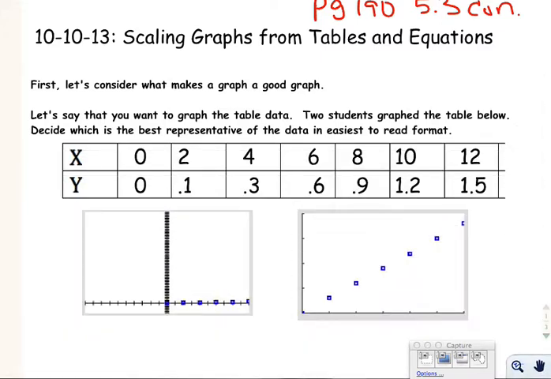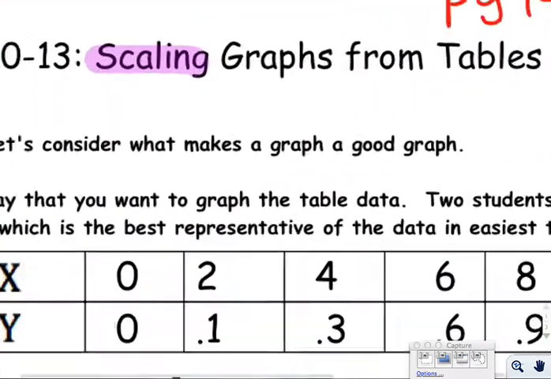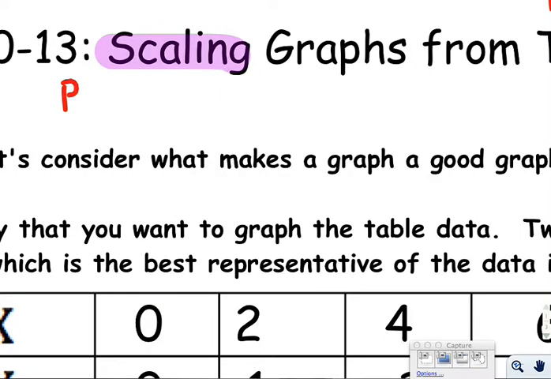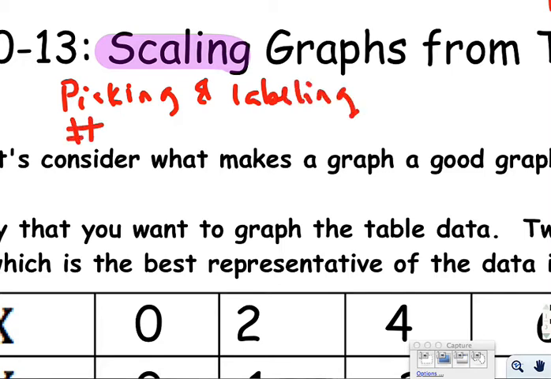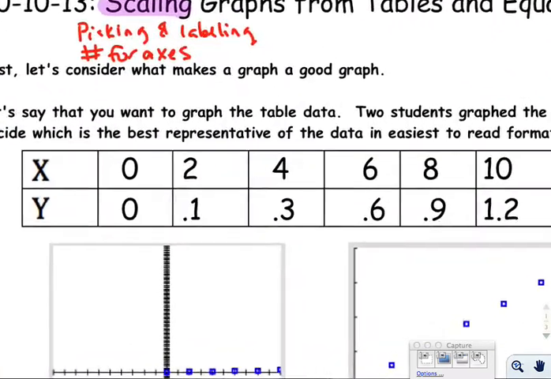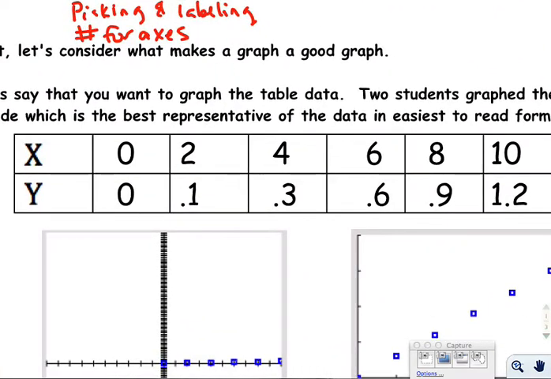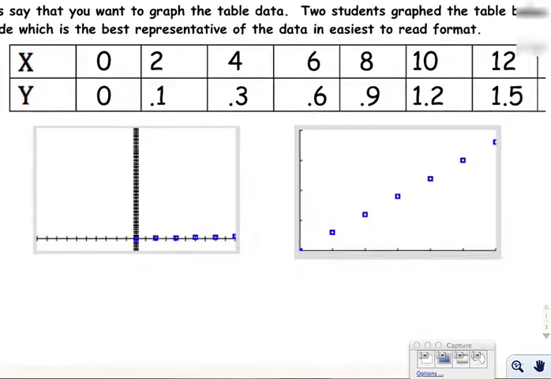So let's talk about scaling graphs from tables and equations. Now, don't get freaked out by this term scaling. All that really means, and I want you to please write this down with me, scaling means picking and labeling numbers for the axes of the graph. In other words, what are you going to count by on x? What are you going to count by on y? Like when you put it on the graph, how do you choose those numbers? We did have some problem with that on the last test, so this is going to be very appropriate for us.